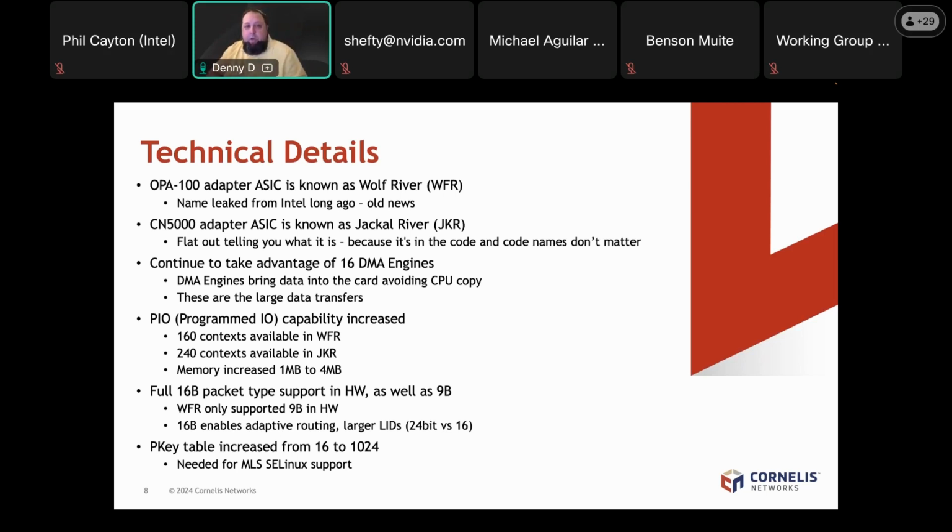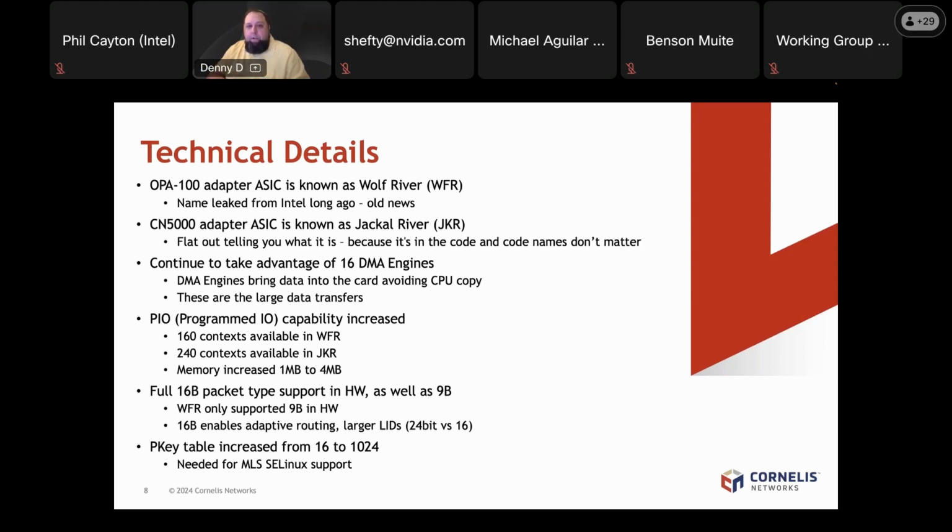We still take advantage of 16 DMA engines. This is for our SDMA way of sending data. This is where the card pulls data in. User space has to work with the kernel to set up the descriptors and then pull that in, because the DMA engines are shared between user space and kernel space. This is generally for your larger data transfers. The OS bypass, for smaller stuff, is our PIO.